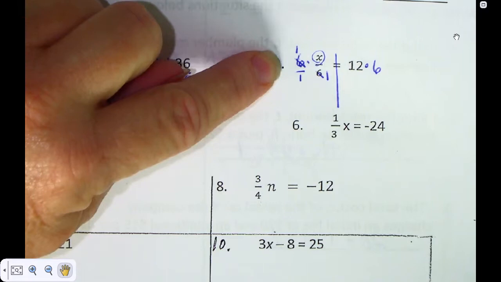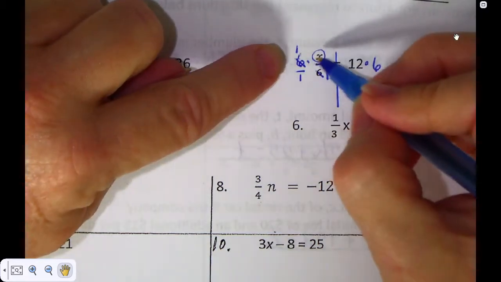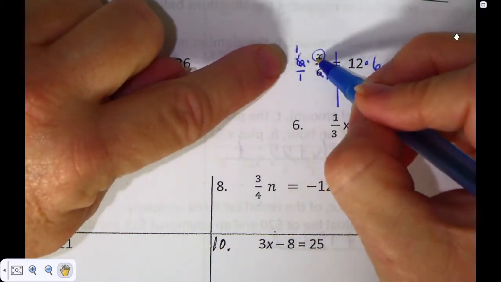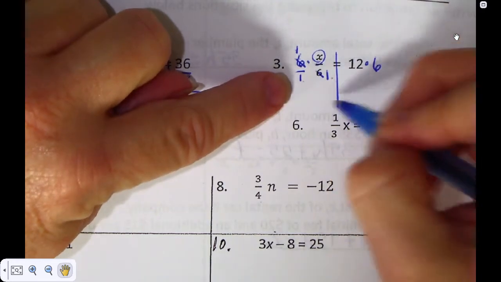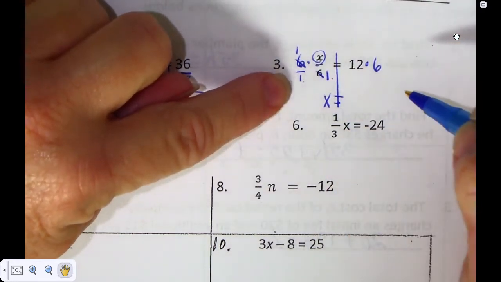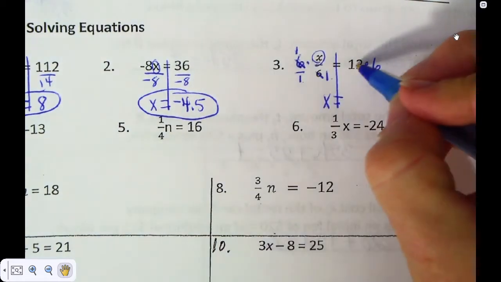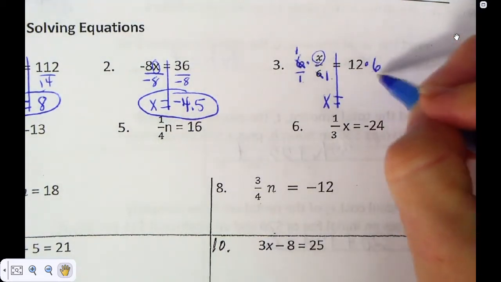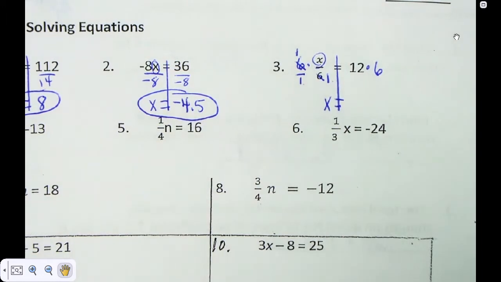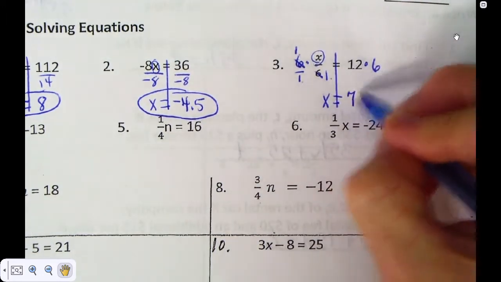Does that make sense? So 1 times x is x. Divided by 1 is x. 1x. So you just need to put x equals. Guys, that's not a fraction, so don't go make that a fraction. That'd be a waste of time. What's 12 times 6? Good.